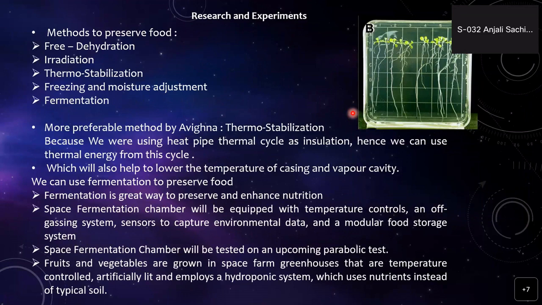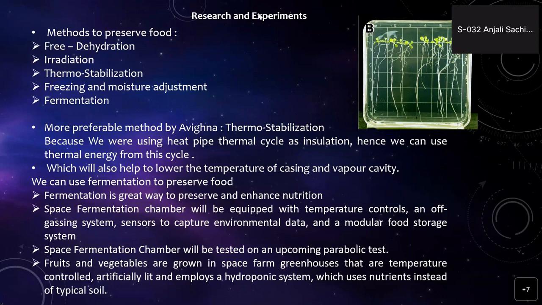There are the following methods to preserve food: freeze dehydration, irradiation, thermal stabilization, freezing, moisture adjustment, and fermentation. But the most preferable method for Avighna is thermostabilization, because we are using a heat pipe thermal cycle as insulation to cool the systems, so we can use heat from that system, and it will also help lower the temperature of the casing and all the systems inside it. Also, since we are cultivating food in space, we can use fermentation to preserve it, because fermentation is a way to preserve food with nutrition.